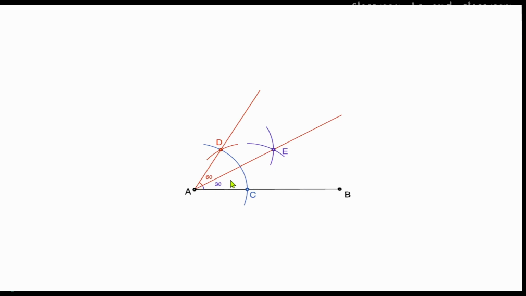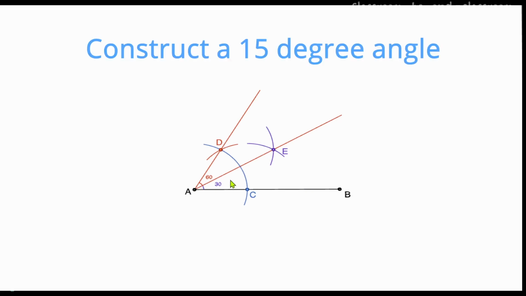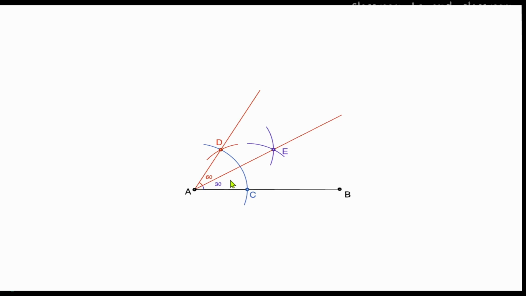Now if we need to construct an angle of 15 degrees, what can we do? We can divide, or bisect, this 30 degree angle again, then we will get a 15 degree angle. Then if we again divide that 15 degree angle, we will get an angle of 15 divided by 2, that means 7.5 degrees, which we can also draw.